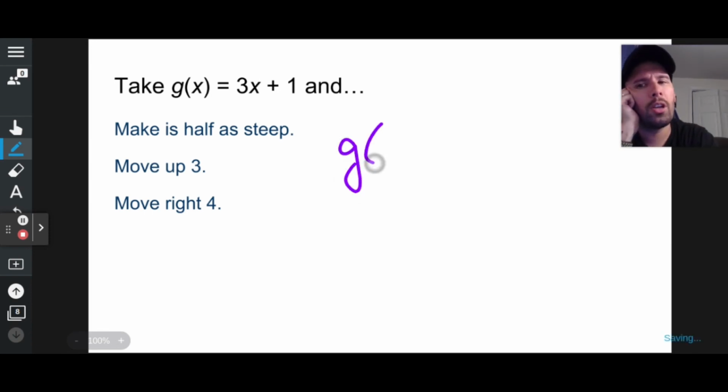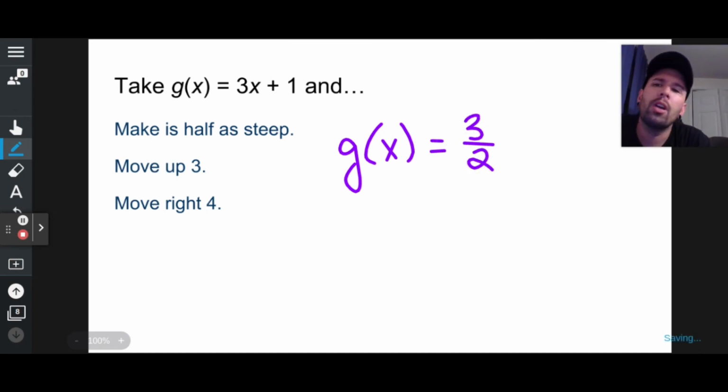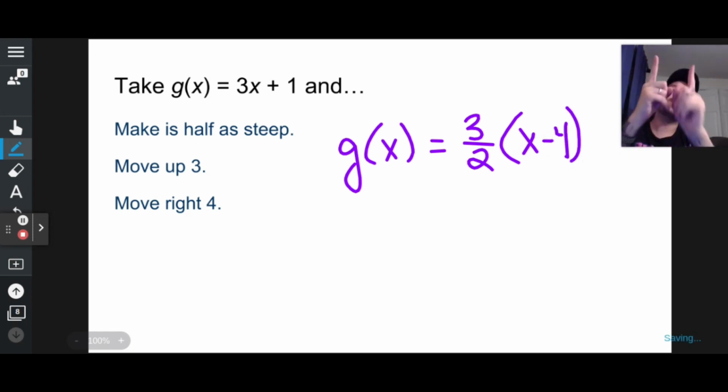G of x, to make it half as steep, that means I need to multiply a half to the number living in front of x. So half of 3 is 3 halves. To move it up, let's save that for last. To move it right 4 means I need to take my x inside of the parentheses, and when you're moving it right 4, it's opposite land, so it's minus 4. Close that parentheses, and if I'm moving it up 3, I'm taking 3 and adding it to that 1, so 3 plus 1 is 4, and that's my equation.